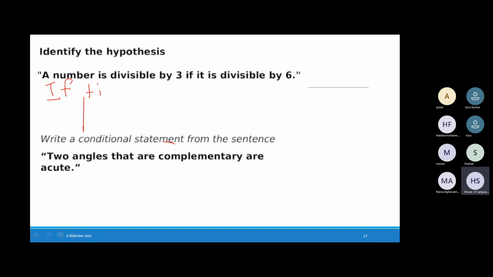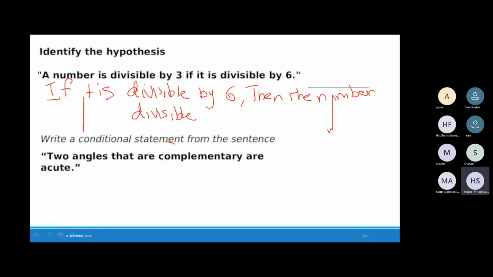If it is divisible by 6, then the number is divisible by 3. So in your workbook, sometimes they give you examples like this. You have to understand them. You have to tell me where is the hypothesis and where is the conclusion. It's not written. So what is the hypothesis?